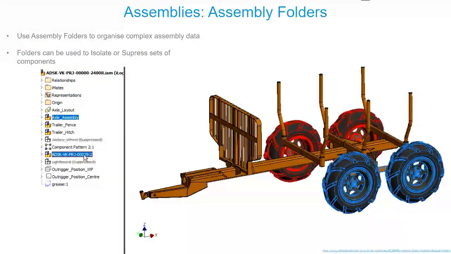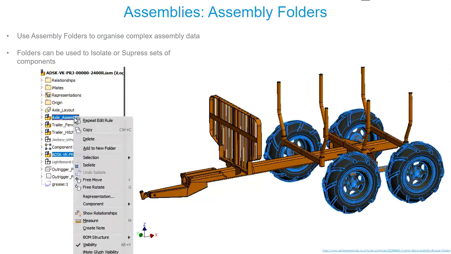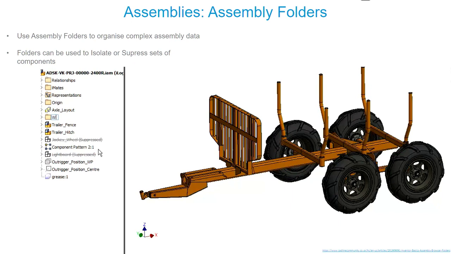Okay. This is one of my favorites, assembly folders. You can grab a bunch of components. So in this instance, these two axle sub-assemblies. Right-click, add to folder. I'm going to call that folder wheels.